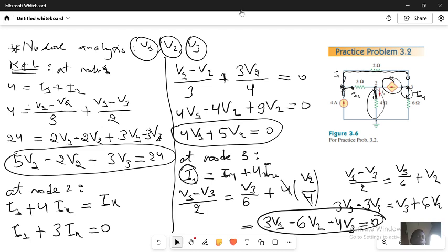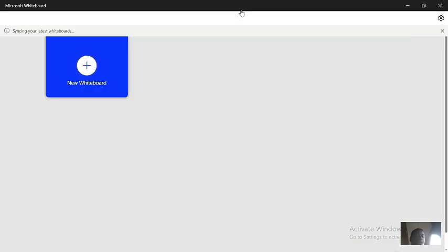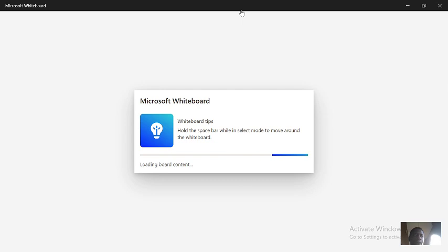Now we are going to see also what we call a supernode. We are going to see what we call a supernode.